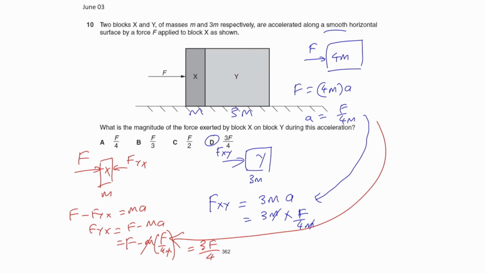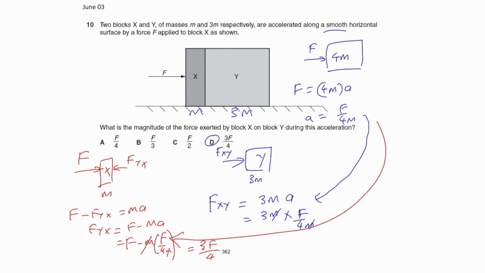Now remember there's no friction because it's a smooth horizontal surface. So the only force acting is F, so that becomes my net force. So F equals total mass 4M times A. Then what I'm going to do next is to make A the subject. The reason I make A the subject is because when I solve for individual objects like X and Y, the acceleration will be the same as this because they're moving together.